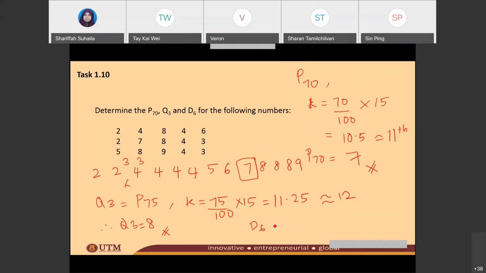D6, so you have P60. So 60 divided by 100 times 15 gives 9. Get the ninth one. 9 is an integer, so that means the ninth position and also the 10th position, divided by 2. We have 1, 2, 3, 4, 5, 6, 7, 8, 9. So 5 plus 6 divided by 2. So your answer, D6.